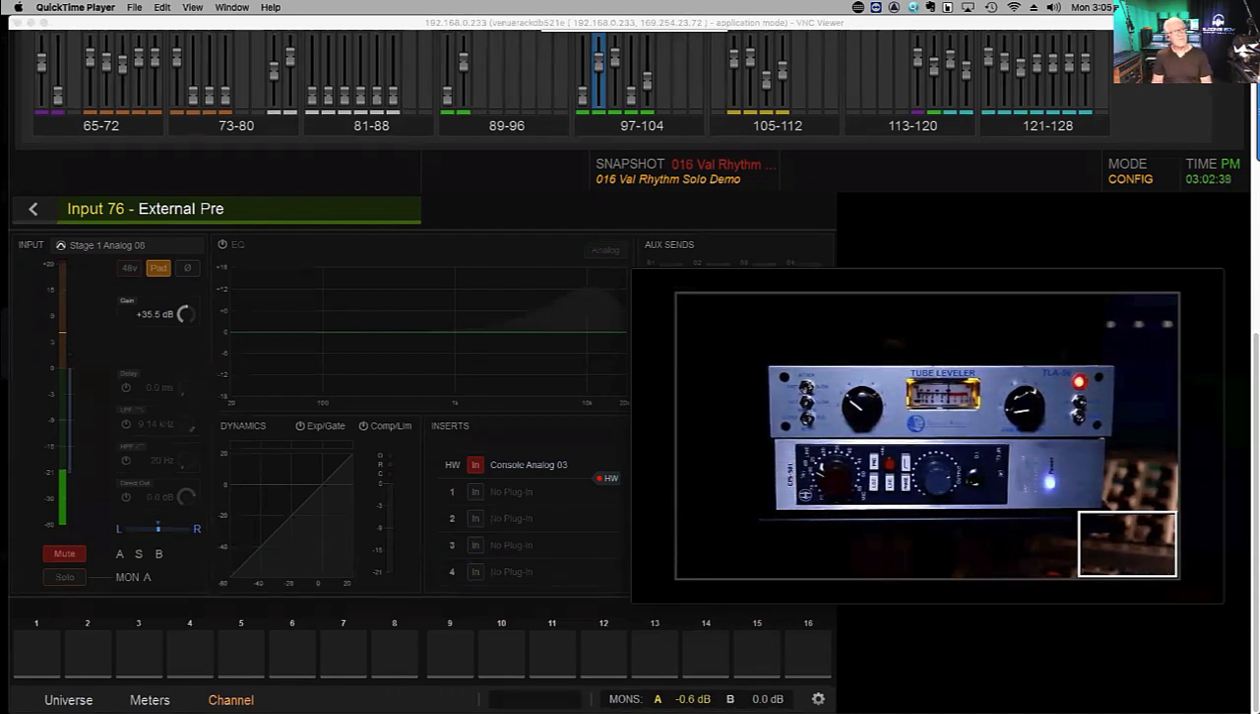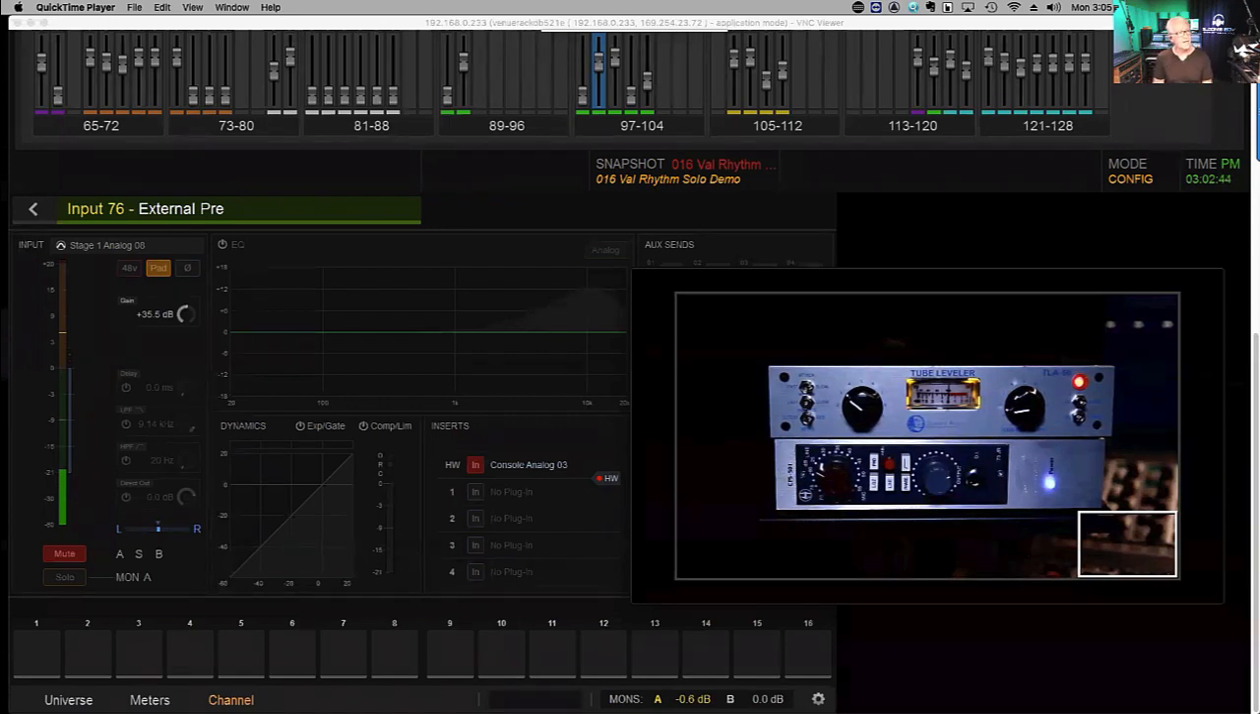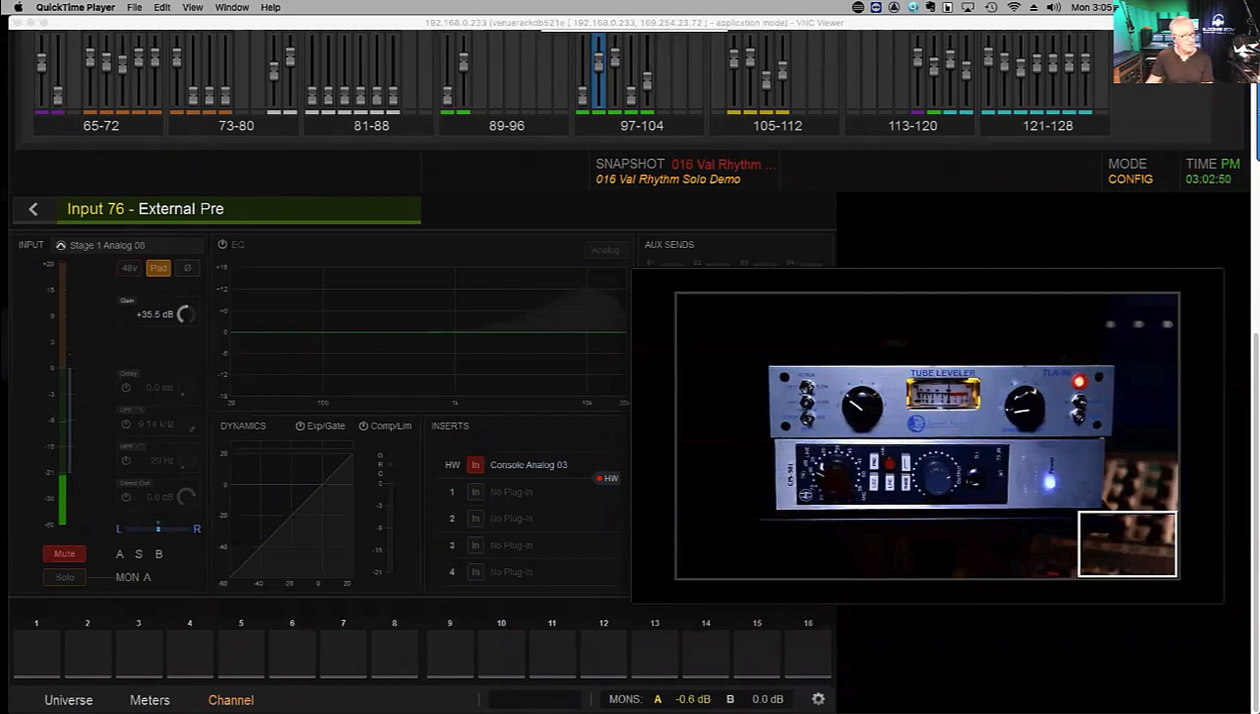Okay. Now, I've also got this signal coming in to XLR 8 on the stage rack, right? Actually, let me show you this as well. So we're looking at post-insert metering there.